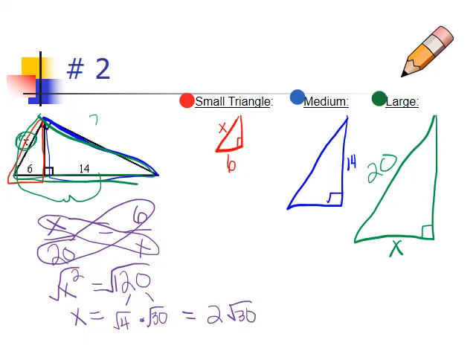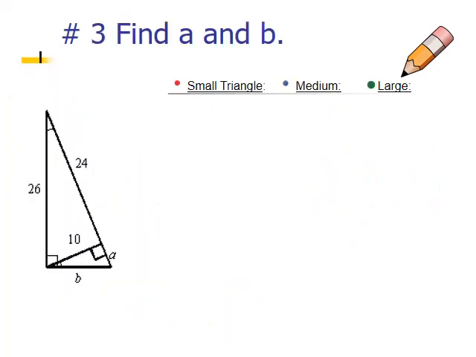If you're having trouble simplifying radicals or breaking them down into perfect squares and non-perfect squares, we can work on that when we get back from the weekend. So moving on to number 3.